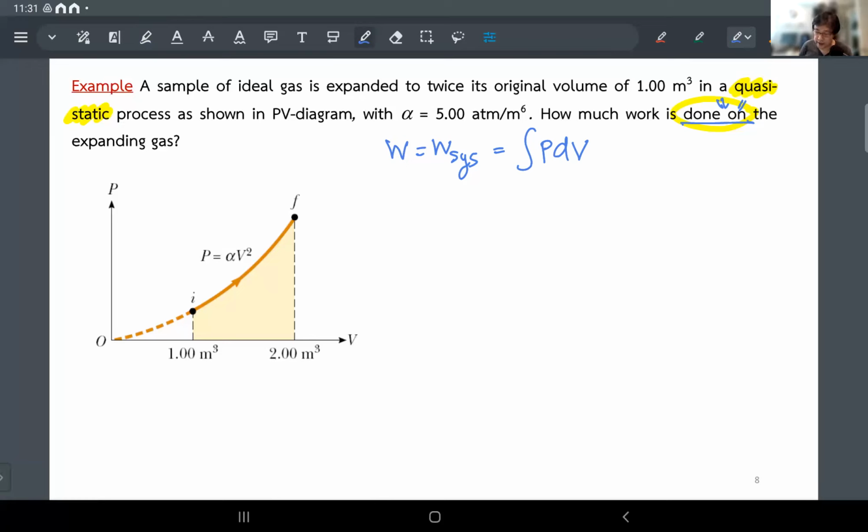What should be next? Good. Let's do it: integral of alpha V squared dV, from 1 cubic meter to 2 cubic meters. Alpha is constant, so I can pull it out. The integral of V squared gives you V cubed over 3, going from 1 to 2. And the alpha you can substitute in. Don't worry about unit conversion; that's a little stuff we can take care of later.